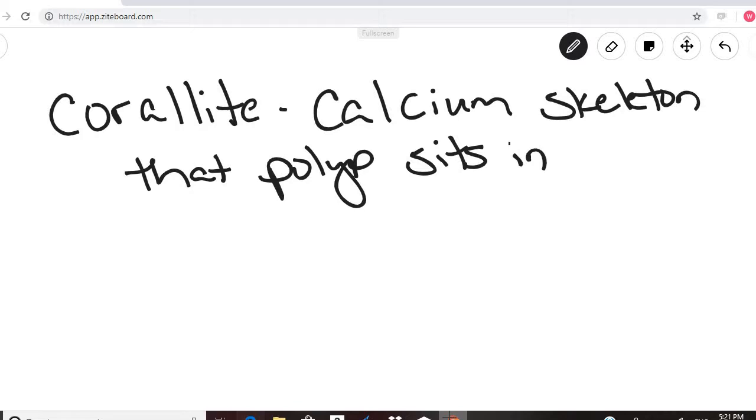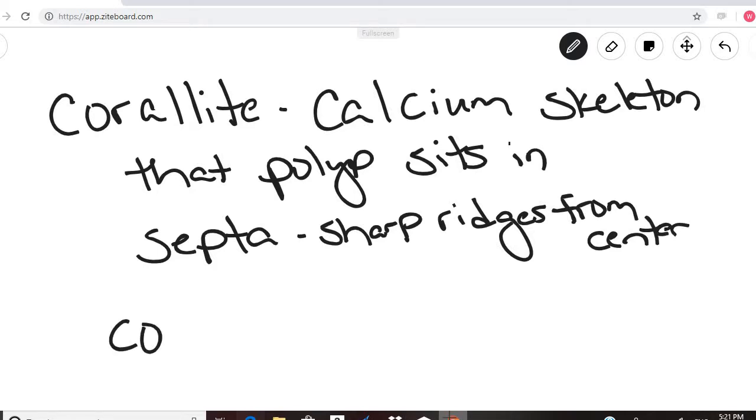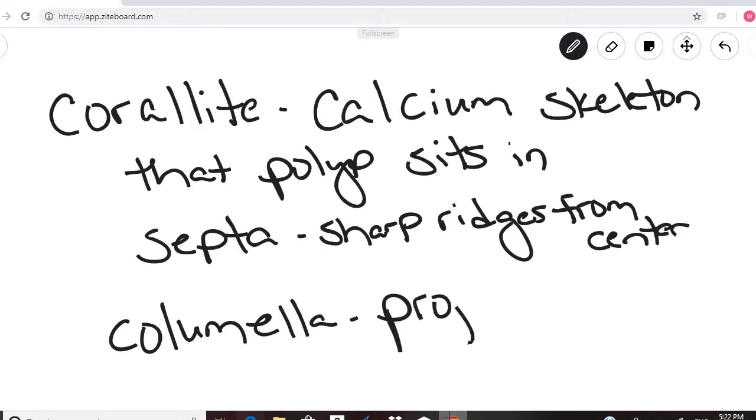And then there are septa. Anytime you see the word septa or septum, that means a wall. So these are like sharp ridges from the center. We'll look at a picture in just a moment. The other thing is the columella, which are these projections that come up from the floor.